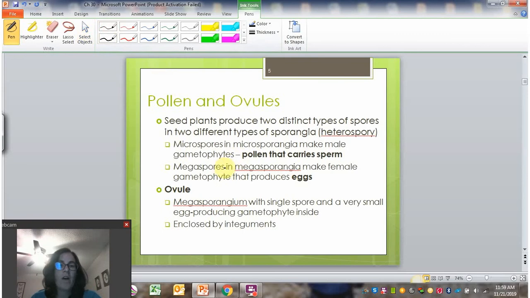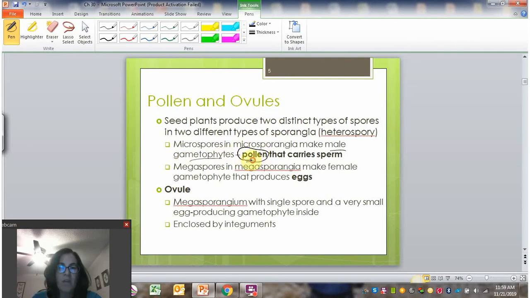Okay, pollen and ovules are related to reproduction. They have to do with the fact that seed plants actually have different types of spores. They will make a spore that will become a male gametophyte and a spore that will become a female gametophyte, rather than just having one type of spore like we saw in other types of plants. Microspores are the one type of spore, and the microspores will develop into the male gametophyte, and that is what we call pollen.